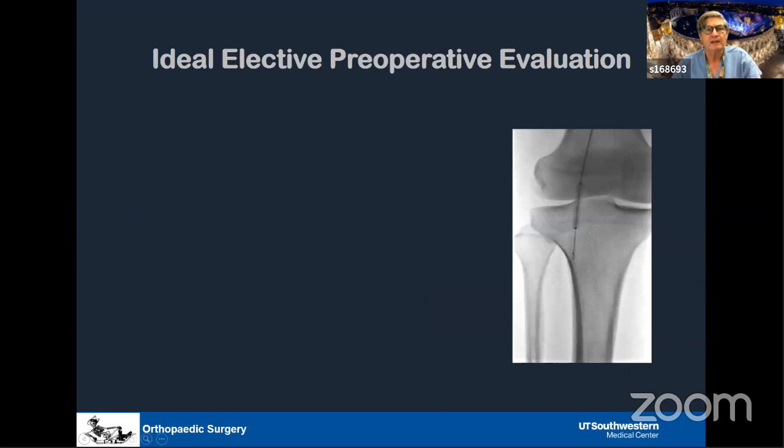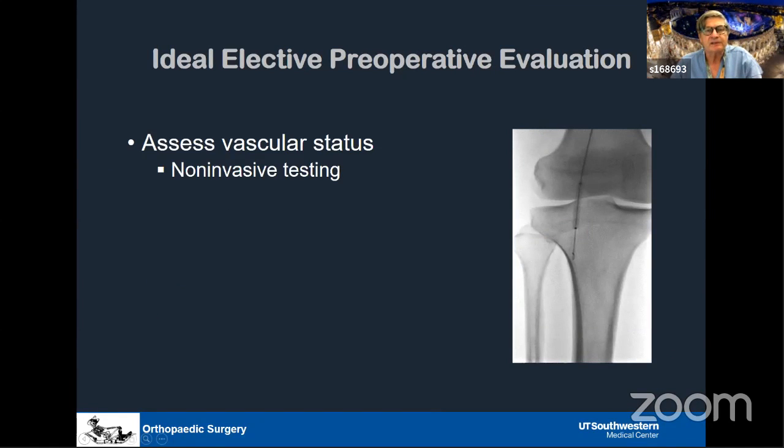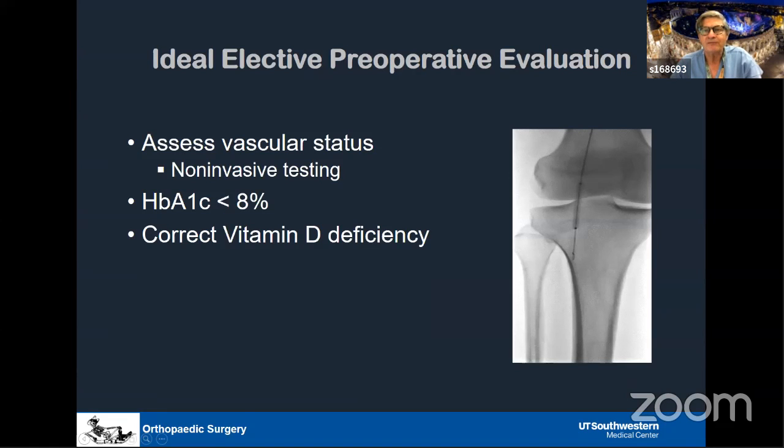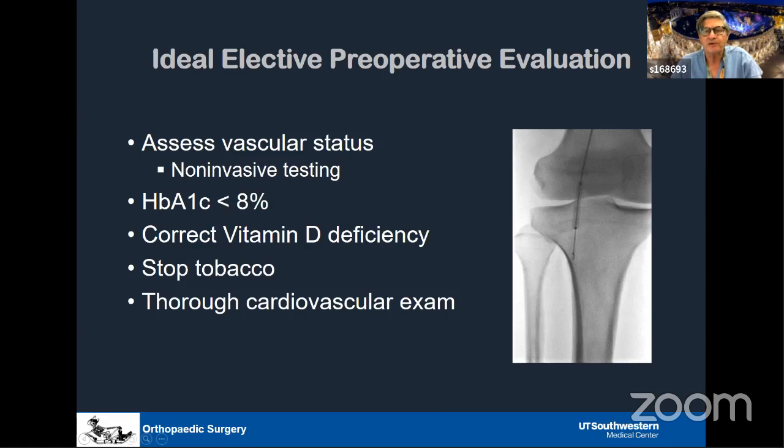The ideal preoperative evaluation certainly includes assessment of the vascular status. We like to palpate the pulses, and I also recommend non-invasive testing. Ideally, we'd like the hemoglobin A1C to be less than 8%. In an elective operation, that may be realistic, but in somebody who's got an impending operation and an ulceration, we may have to proceed despite poor glycemic control. You want to correct vitamin D deficiency if possible, which is relatively common in the United States. Stop tobacco use. And finally, do a thorough cardiovascular examination so that these patients will tolerate the surgery.